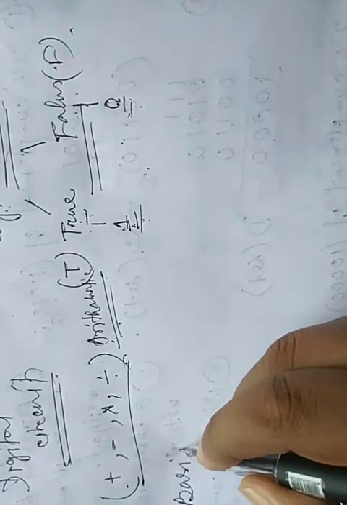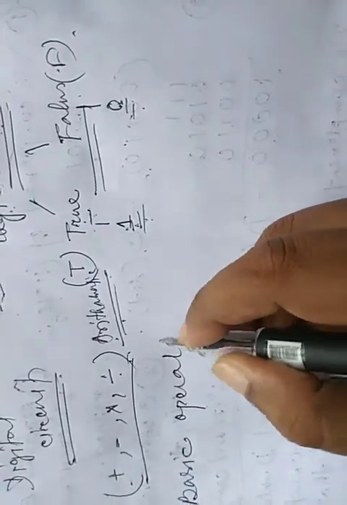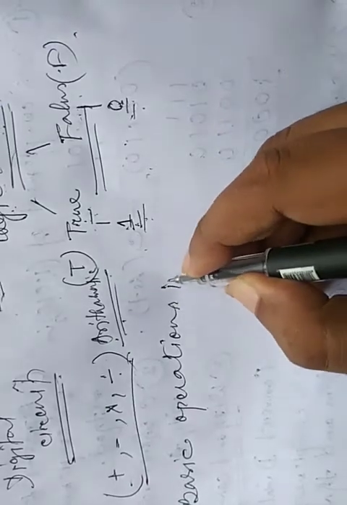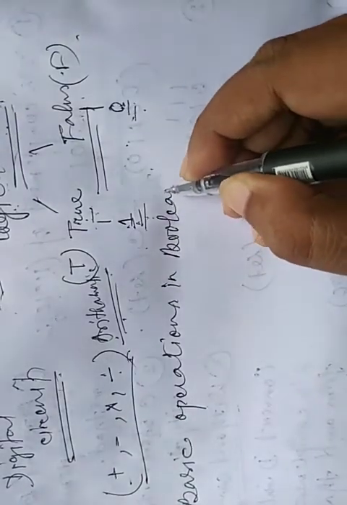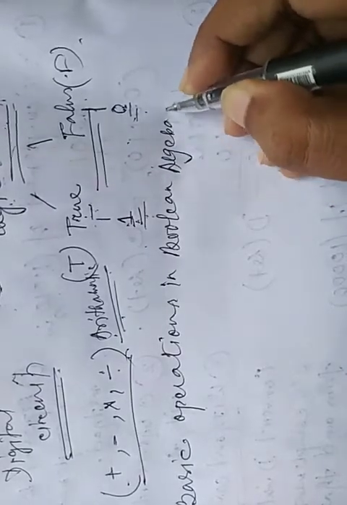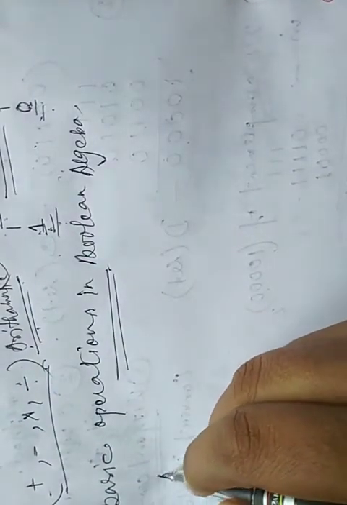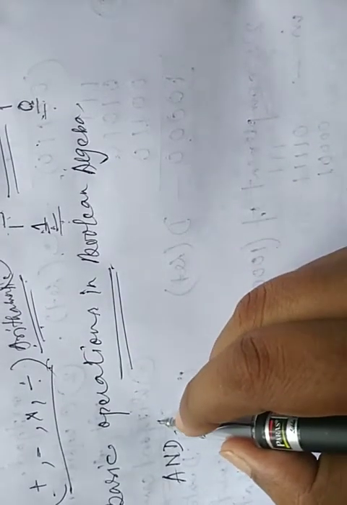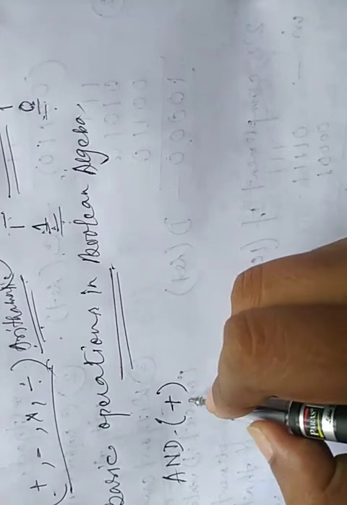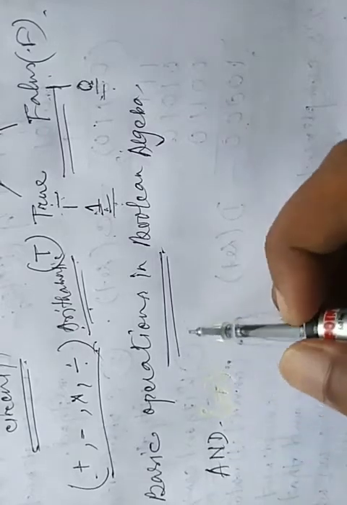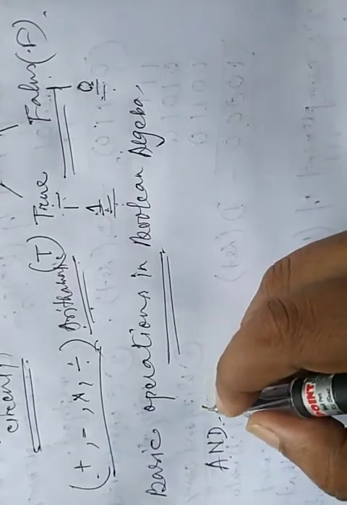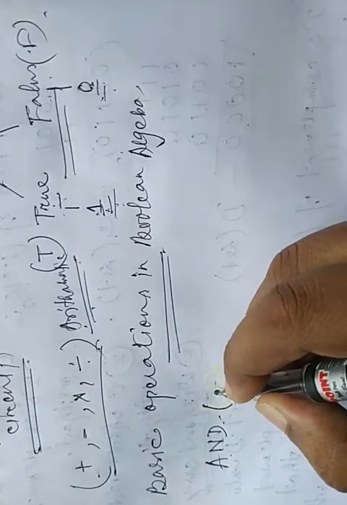So what are the basic operations in Boolean algebra? There are three basic operations. One operation is the AND operation. The AND operation, a basic operation in Boolean algebra, is denoted by dot.